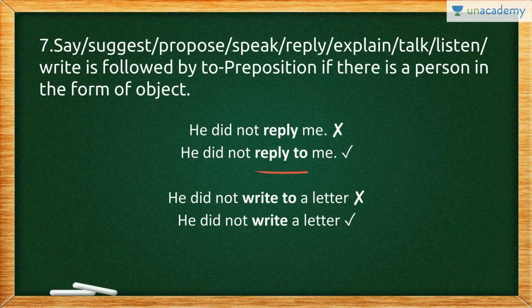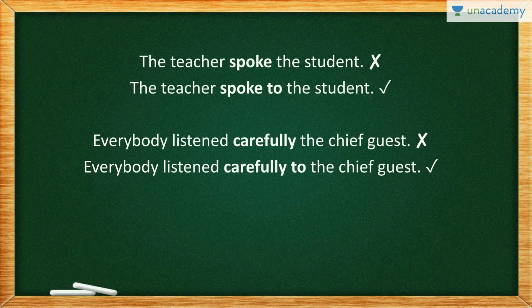But in the next example, he did not write to a letter. This is incorrect. He did not write a letter. We don't use to here since the object is not a person. The teacher spoke the student. Once again, the teacher spoke to the student. The object is a student here. Everybody listened carefully, the chief guest. Everybody listened carefully to the chief guest. Right?